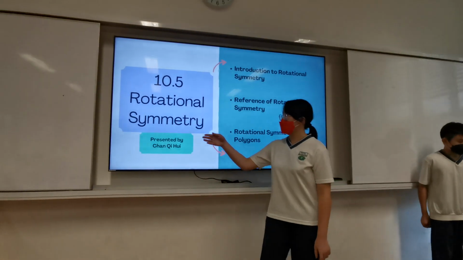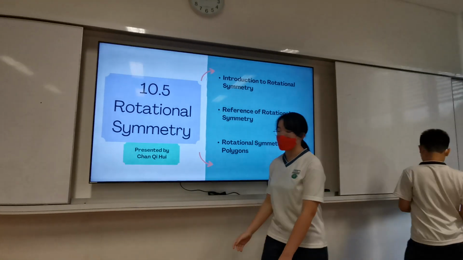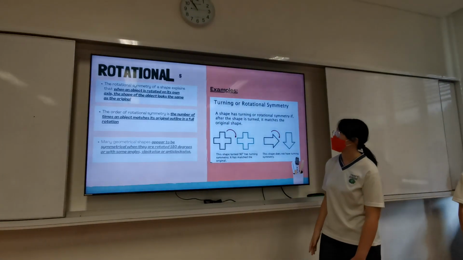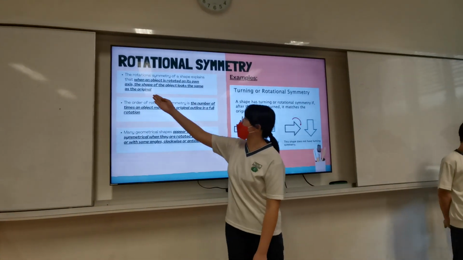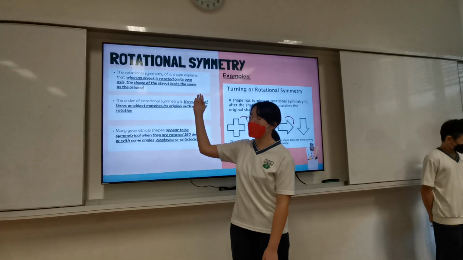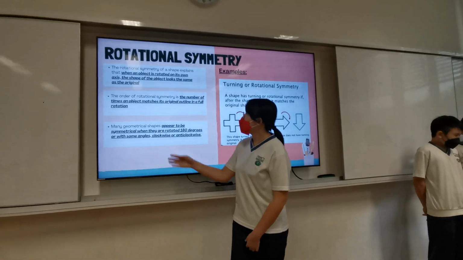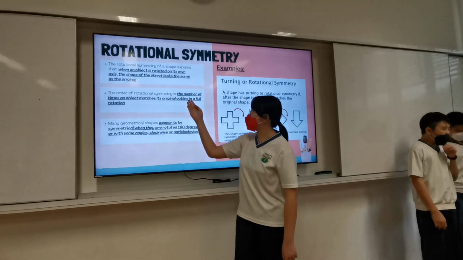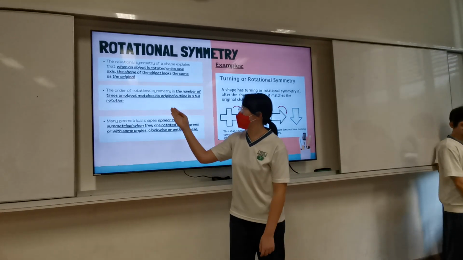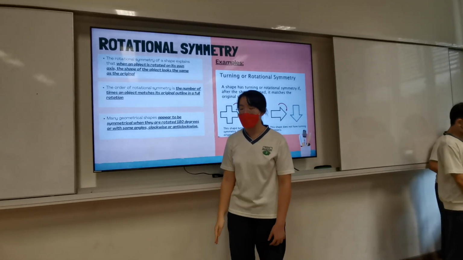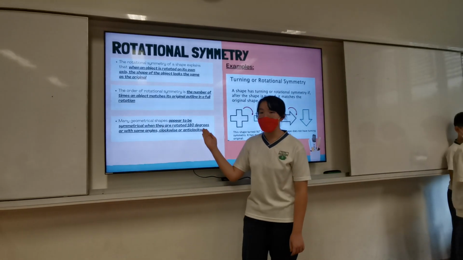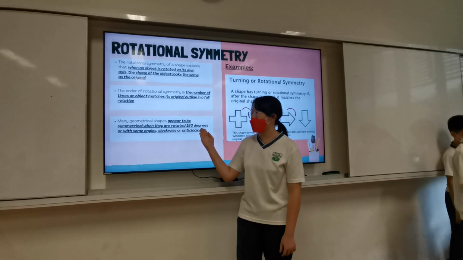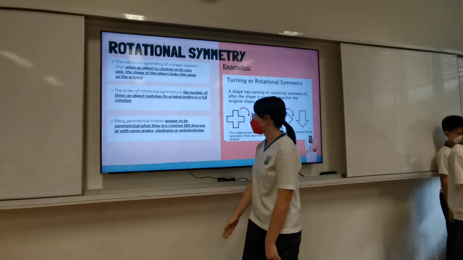So now I'll be diving into the topic of rotational symmetry. Rotational symmetry is when an object is rotated on its own axis and the shape of the object looks the same as the original. The order of rotational symmetry is the number of times an object matches its original outline through rotation. Many geometrical shapes appear to be symmetrical when they are rotated 180 degrees.